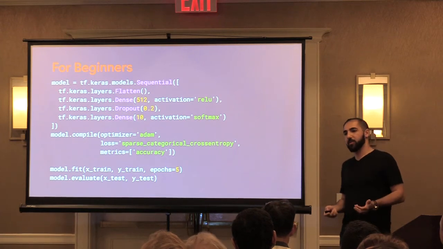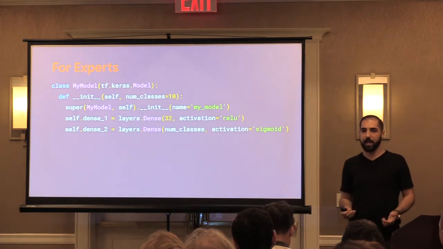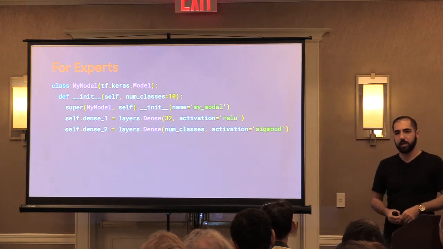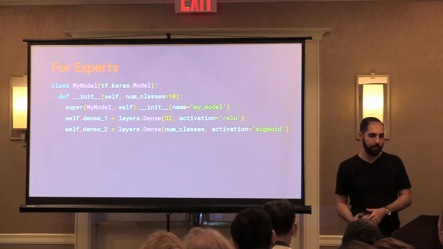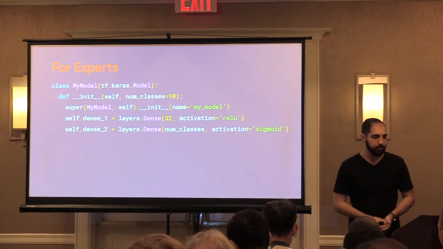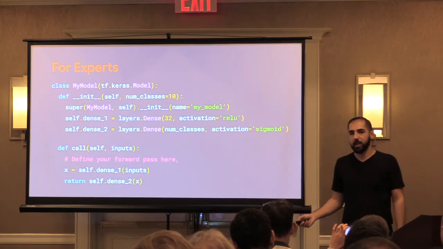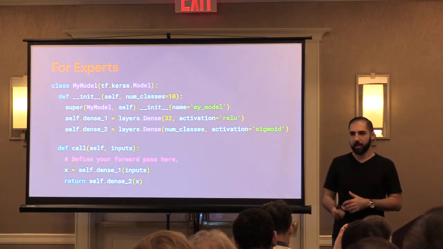So then we have what we call experts. And so this is just using Python subclassing. This gives you a bit more control and it lets you do some other things that might be a little bit more difficult to do with the sequential object. So you just create a model subclass and then you add a call function. And you can treat this object like any other model.